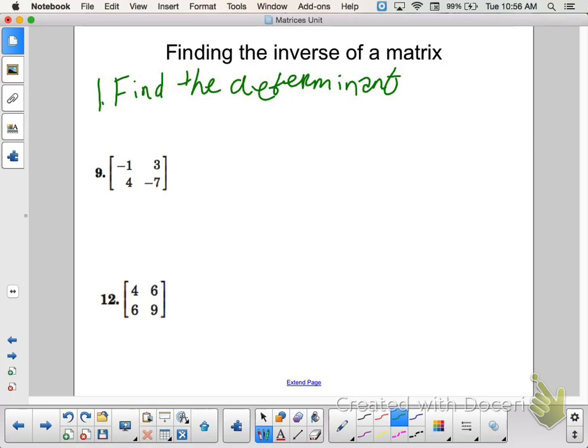So, same thing for matrices. The definition for the inverse of a matrix, going back to this idea, is this, and I'll break that down in just a second.